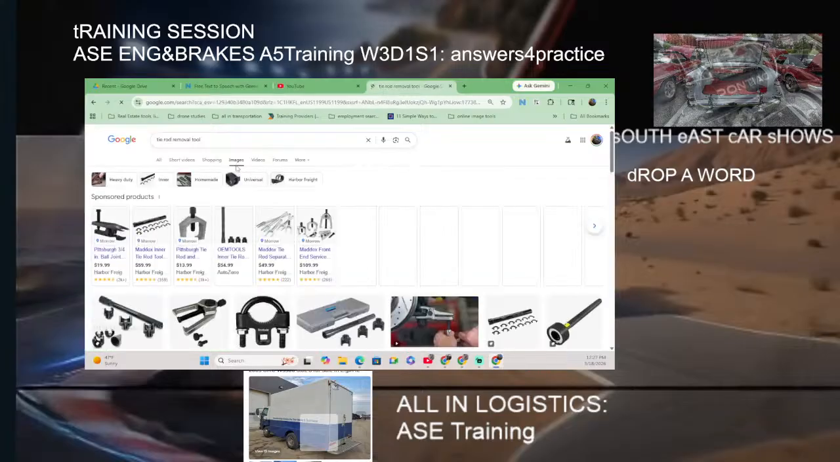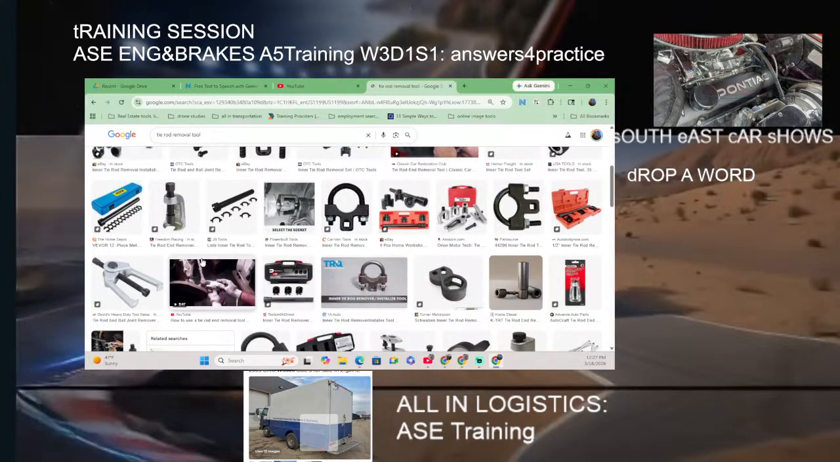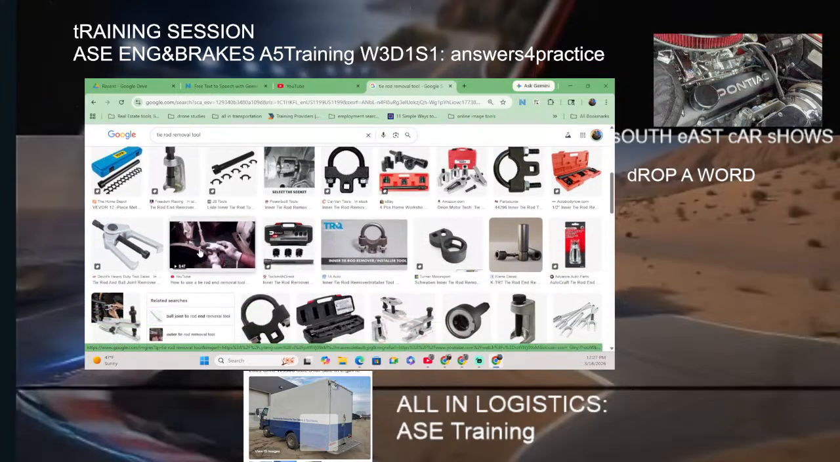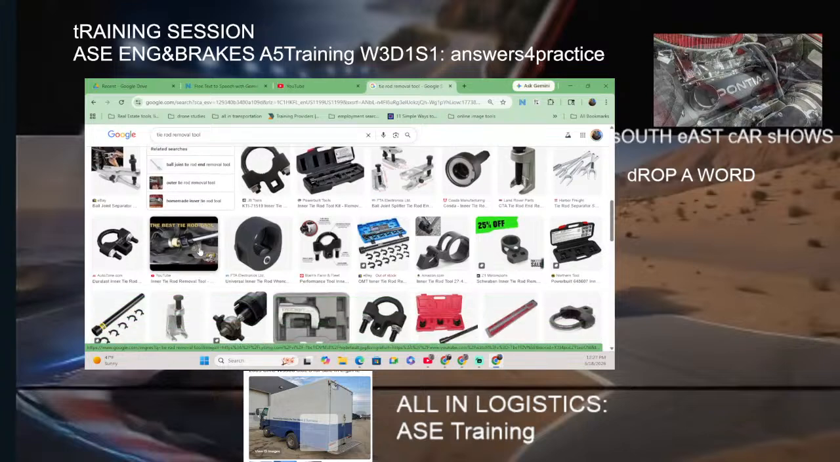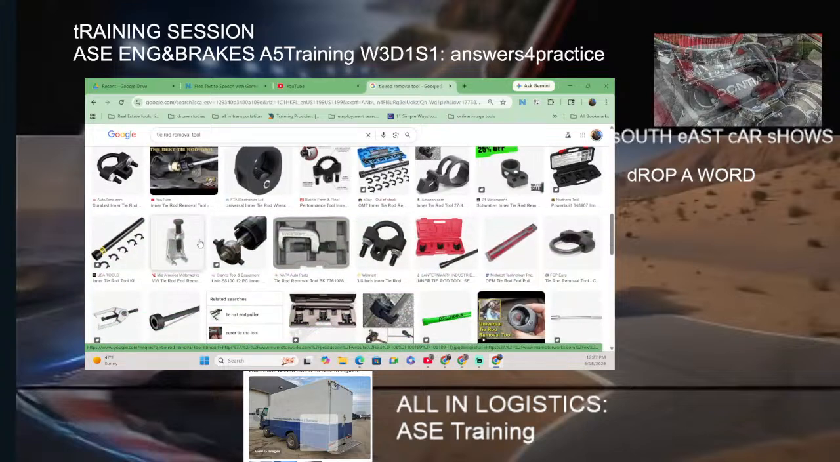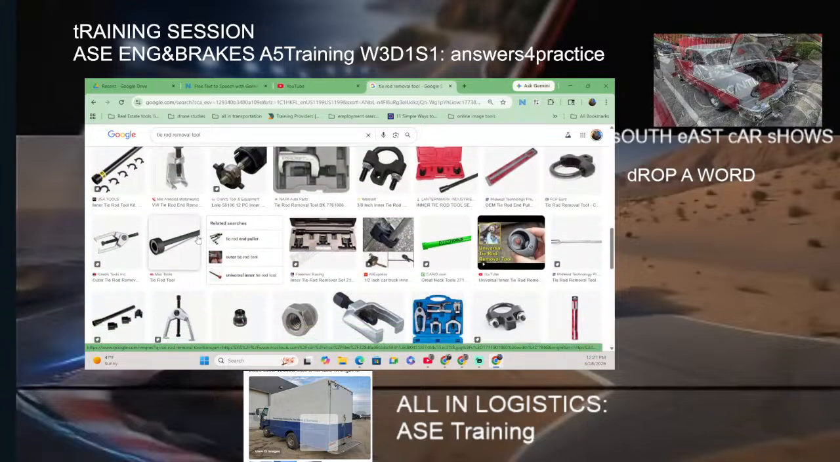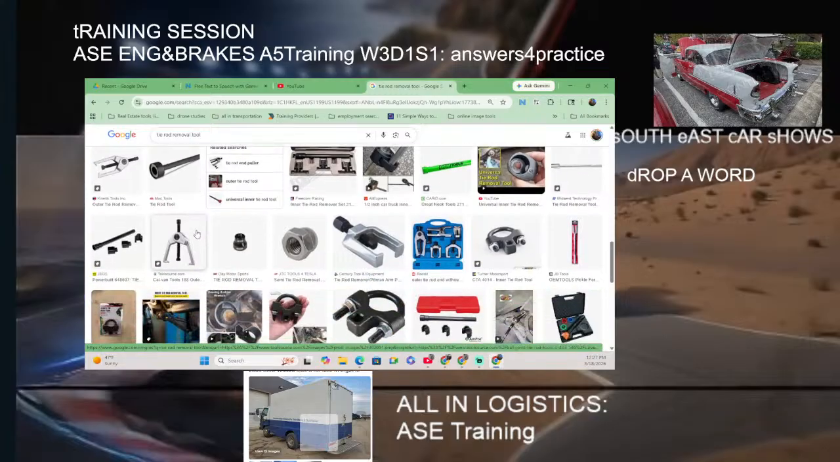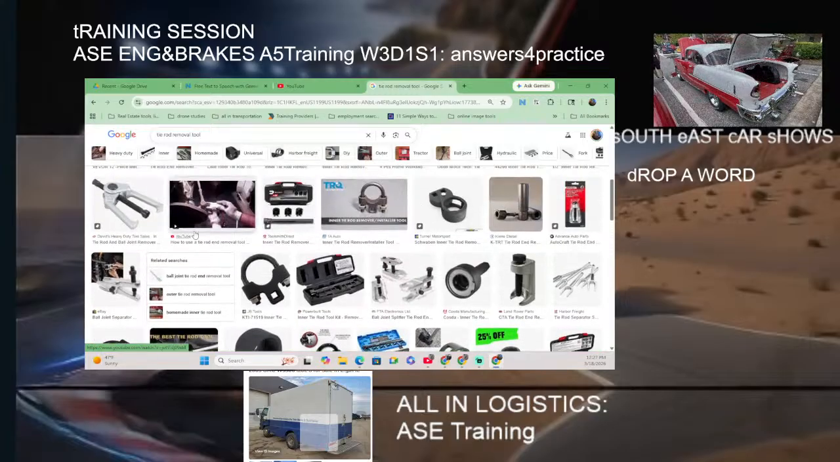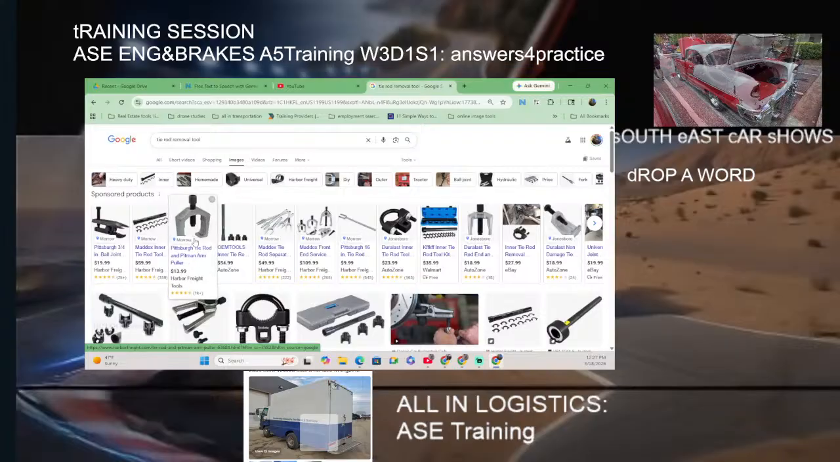Yeah, so when looking at these are devices to move the tie rod. I like that device though. I want that one.